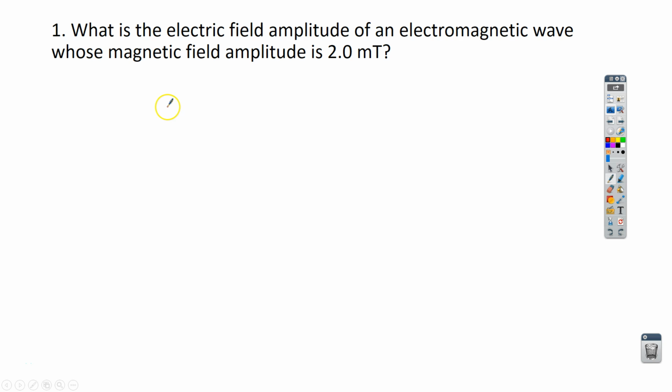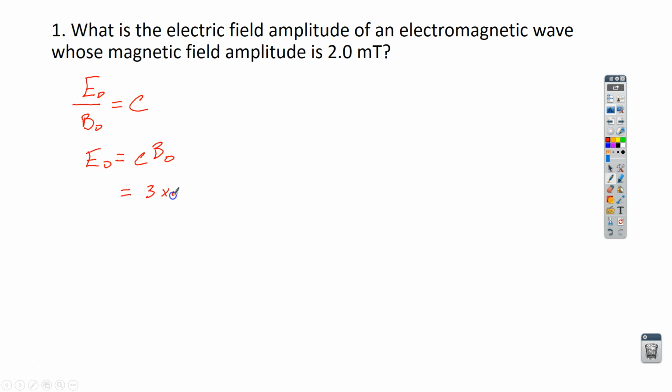So the very first problem here says, what is the electric field amplitude of an electromagnetic wave whose magnetic field amplitude is 2 milliteslas? We remember that if I know the electric field and I divide that by the magnitude of the amplitude of the magnetic field, that should be equal to the speed of light. So let's just rearrange the equation for the magnitude of the amplitude of the electric field, and that should be equal to c, the speed of light, times the amplitude of the magnetic field.